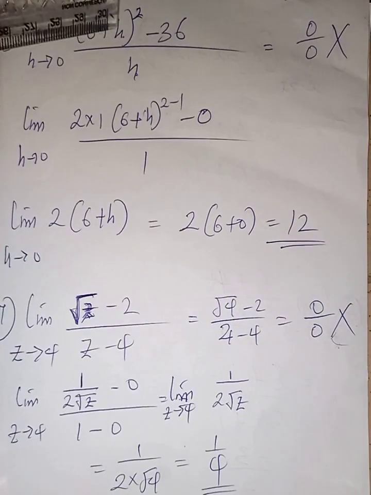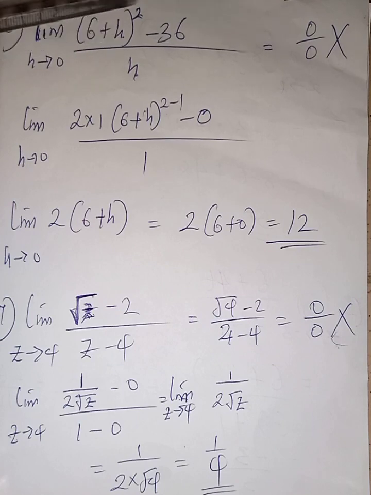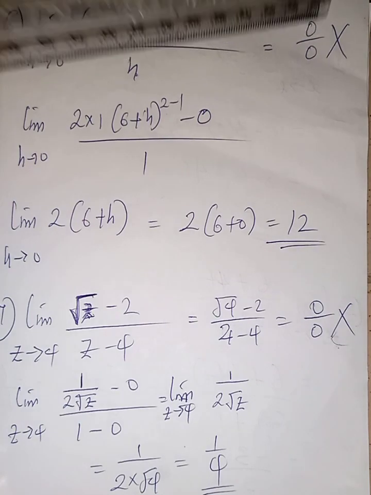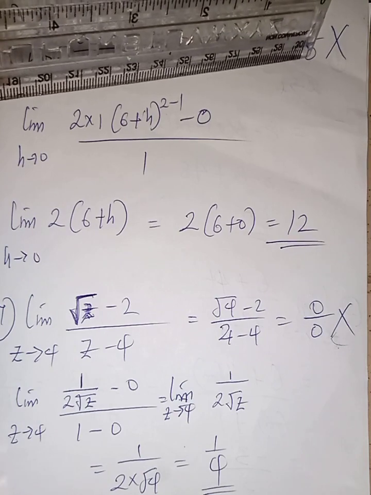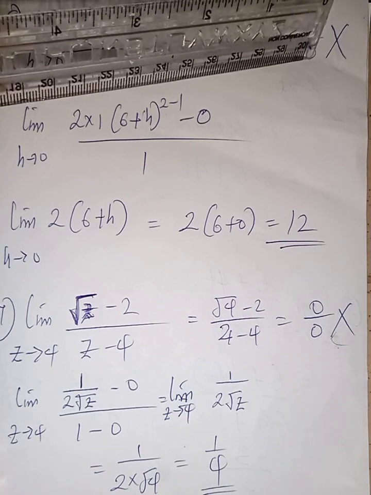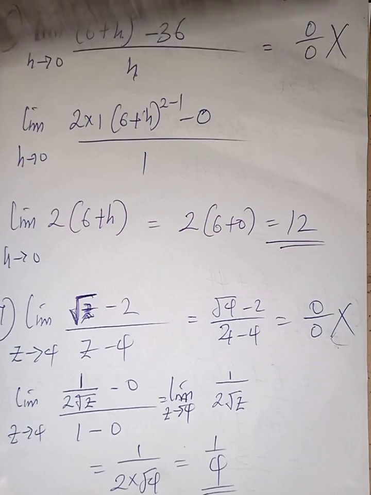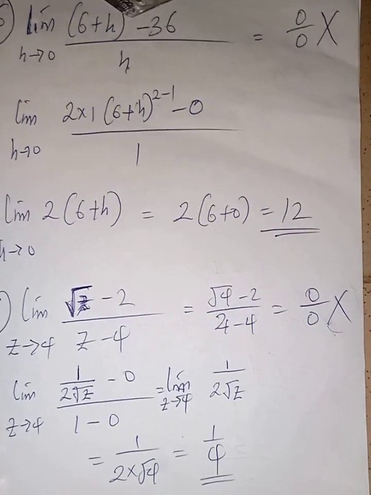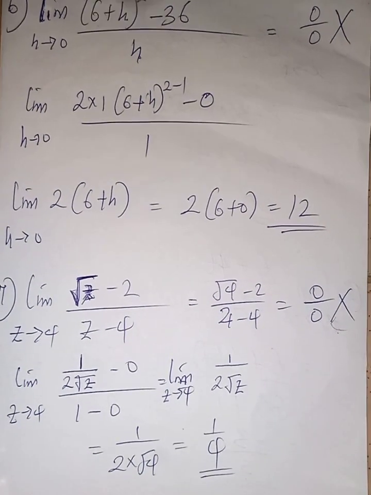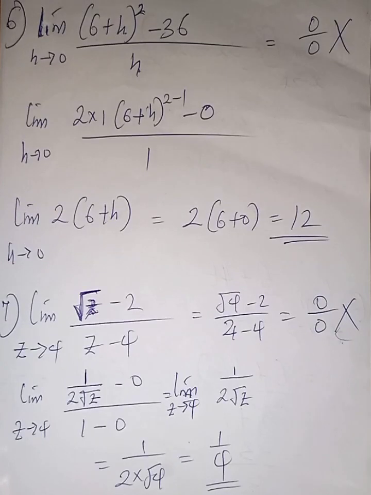So you put 0 here. We have 6 plus 0, 6 squared is 36, 36 minus 36, 0. Put 0 here, 0. We have 0 over 0. We're not supposed to have 0 in the denominator, so that's not working. It's very bad. The next thing, we are going to differentiate both the upper side and the downside to see what we are going to have.